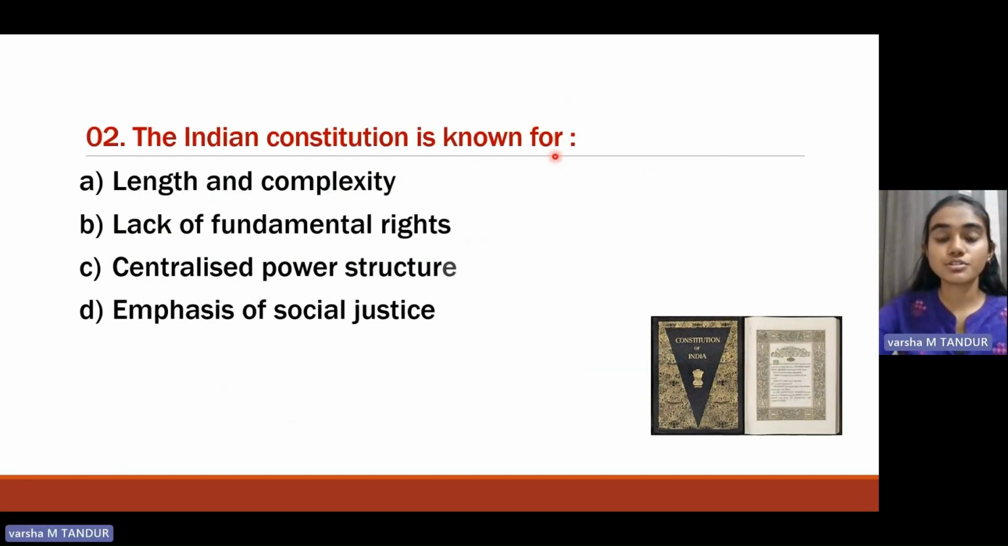What is the Indian Constitution known for? The length and the complexity, lack of fundamental rights, centralized power structure, or emphasis on social justice. It is the emphasis on social justice. It is mainly known for the importance of social justice.